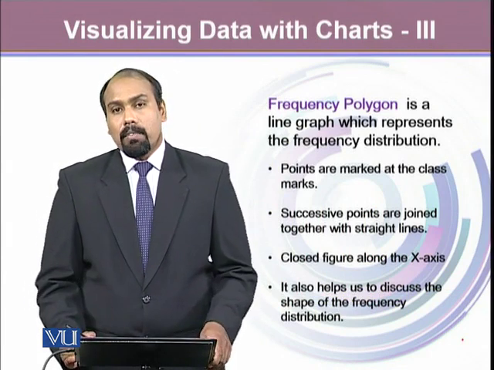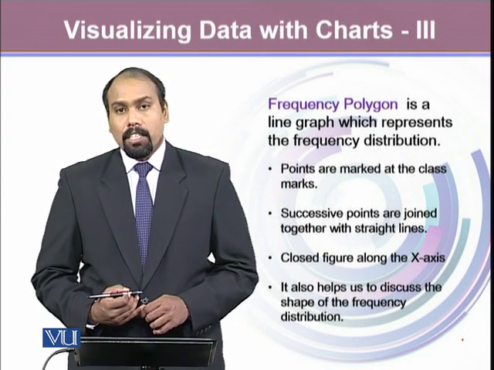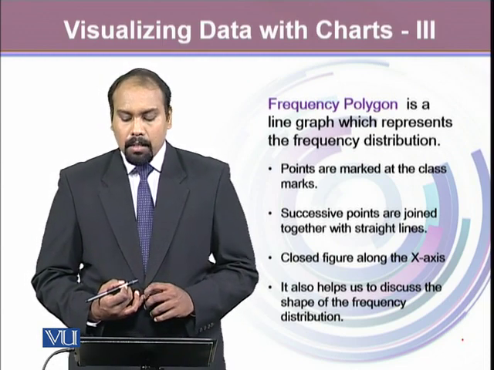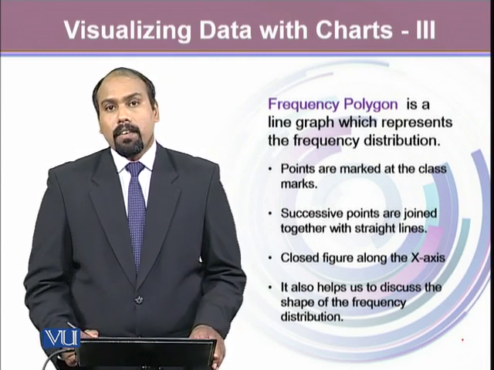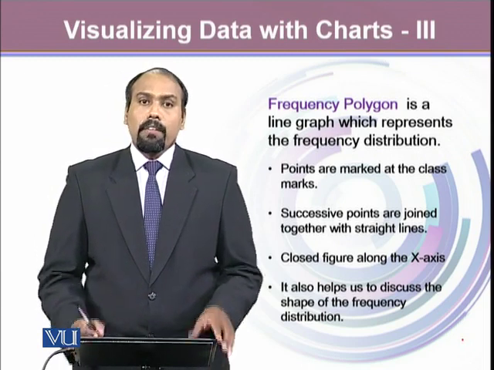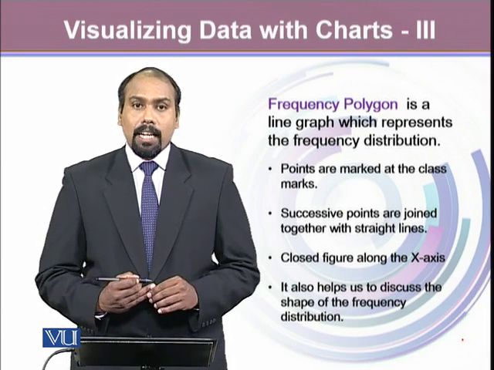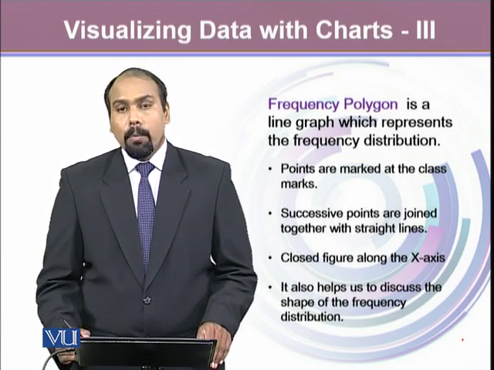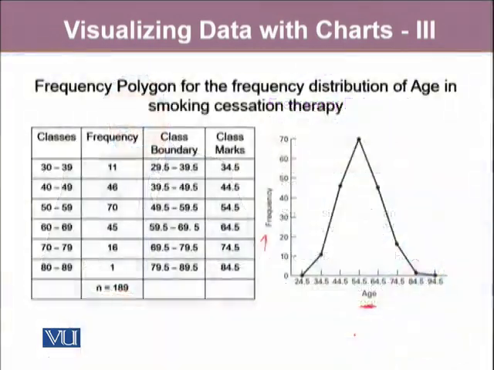Frequency polygons are a type of line chart which represents the frequency distribution, where we first mark the points at the class marks, and then we join all these successive class marks with straight lines. A frequency polygon is a closed figure where on both ends of the frequency polygon, we extend our diagram all the way to the x-axis. It also helps to discuss the shape of our frequency distribution.